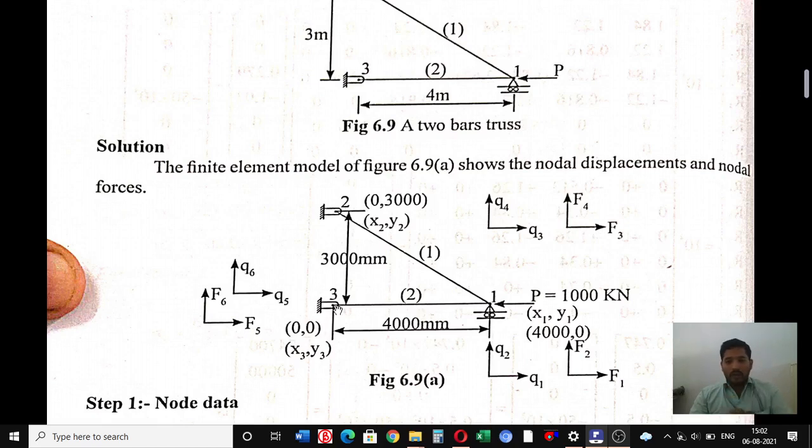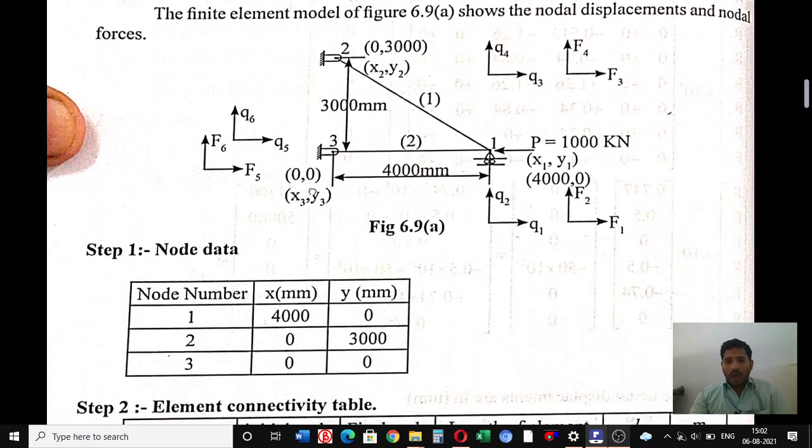Come to node 3, in which the nodal forces q5 and q6 are acting, and the nodal forces f5 and f6 are acting at point 3. Clear here? After that, what we need to find out in step number 1 is the node data.